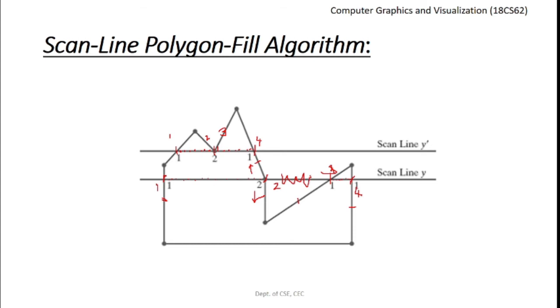So what is the rule that we just identified now? Whenever a scan line passes through a vertex of a given polygon, and if the edges meeting at that vertex are both lying in the same direction, either both above or both below. In this particular scan line example, that is the scan line Y dash, both the edges, this edge as well as this edge, are lying above the scan line, right? So we need to consider both the edge intersections since they are on the same side of the scan line. Here both edges are on the same side of the scan line Y dash.